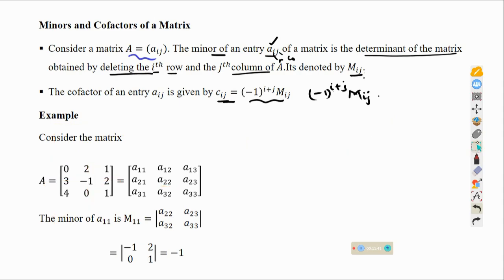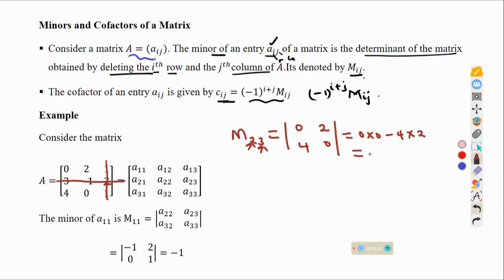So what will be the next entry? The next entry is this. So we need the minor of 2, 3. The minor of 2, 3 will be obtained by deleting the second row, third column. When we do that, get the determinant of the remaining ones: 0, 2, 4, 0. So you will get 0 times 0 minus 4 times 2. And this will give us 0 minus 8, which is same as negative 8.